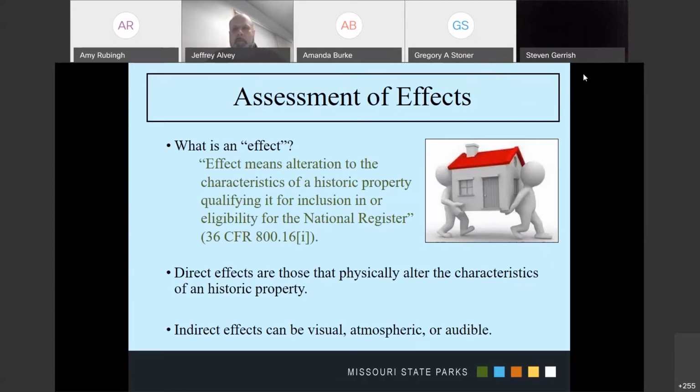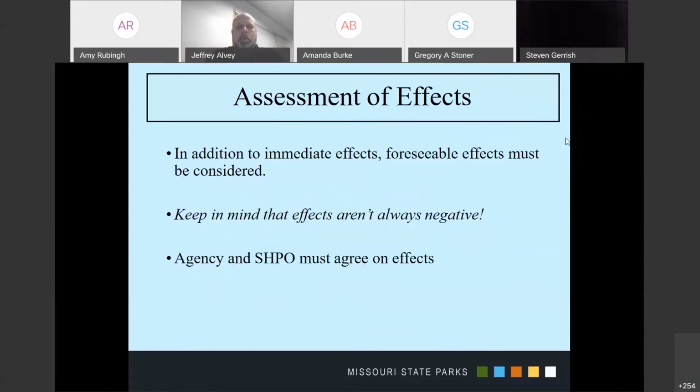So we talked about this earlier as well. And then indirect effects can be visual, atmospheric, or audible. So all of these constitute effects when we're talking about the assessment of effects. In addition to immediate effects, we're also talking about foreseeable effects that must be considered. I did talk about this a bit earlier. Just to reemphasize, we're not just talking about those immediate effects, but we have to take time into consideration because these indirect effects might occur in the future and may be foreseeable. And so we need to take those into consideration as well.